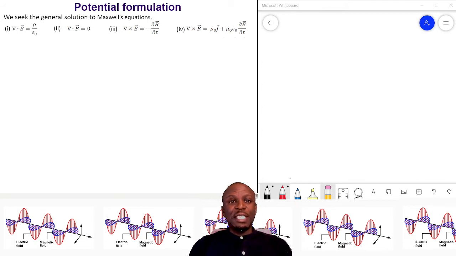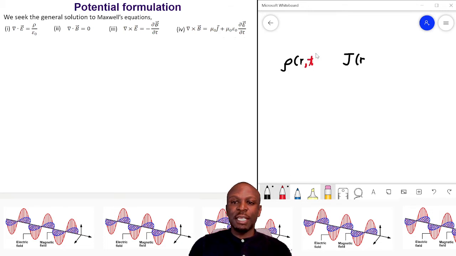Now, we seek the general solution to Maxwell's equations, and Maxwell's equations are just given by this. As you remember in the previous chapters, when we talked about, for example, the charge density, the charge density was always a function of position, and the current density as well was just a function of position. Now, in this case, we want to find a general solution whereby the charge density is a function of position and time, as well as the current density is a function of position and time. So that's what we want to do.